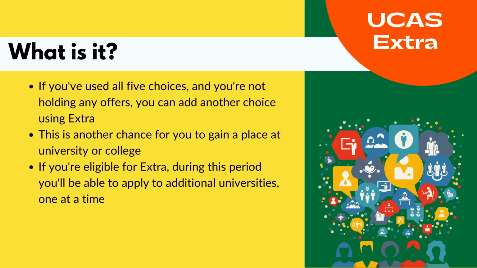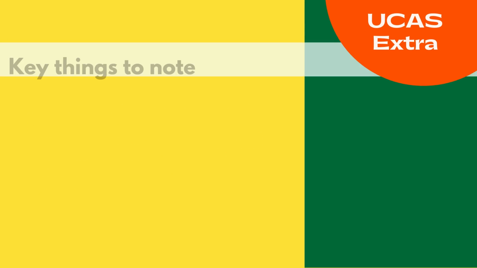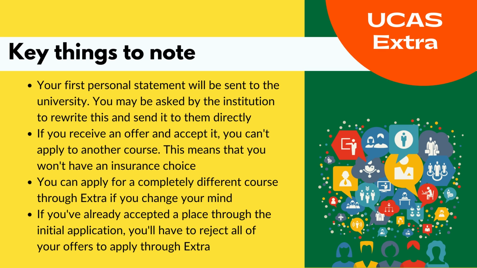There are some things to note with UCAS Extra. Your first personal statement will be sent to the university. You may be asked by the institution to rewrite this and send it to them directly. If you receive an offer and accept it through Extra, you can't apply to another course. This means that you won't have an insurance choice. You can apply for a completely different course through Extra if you do change your mind. If you've already accepted a course through the normal process, you will have to decline all of your offers in order to apply through Extra.